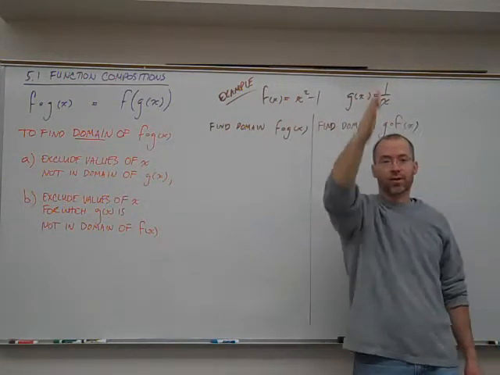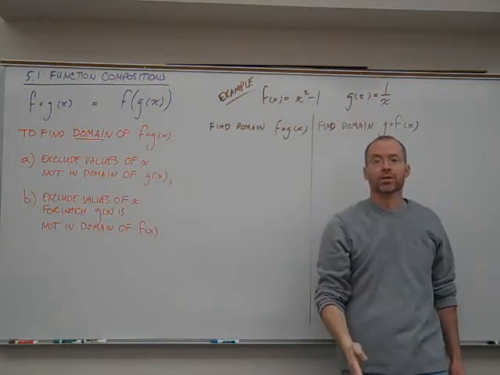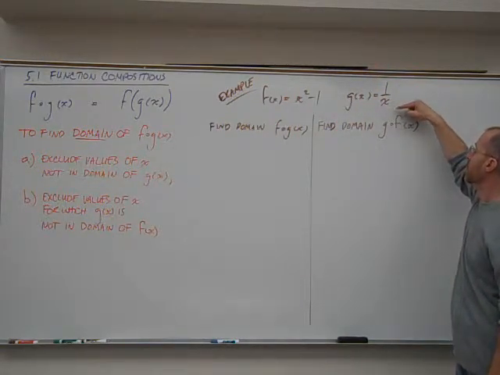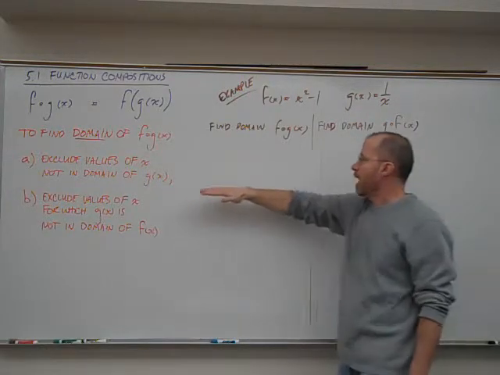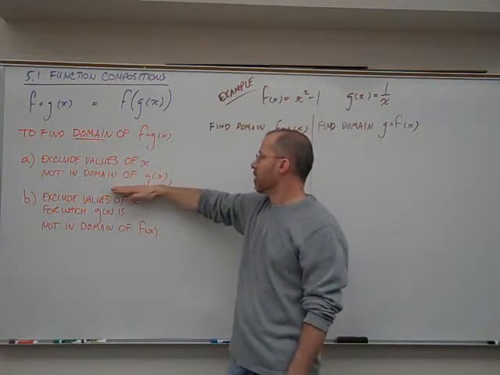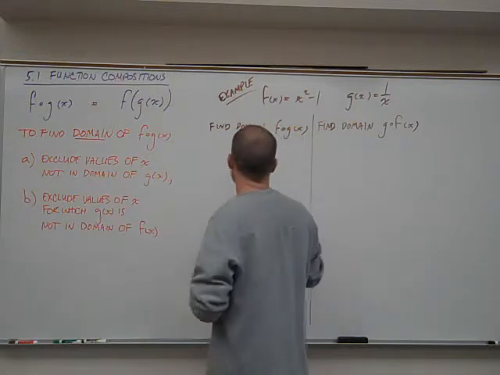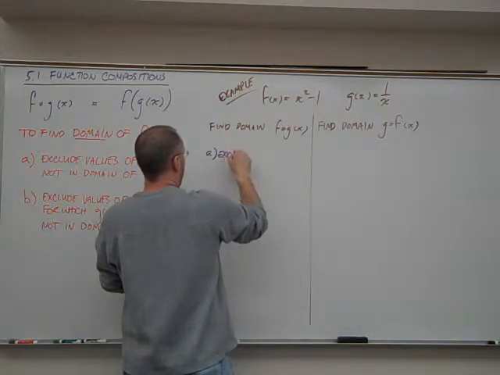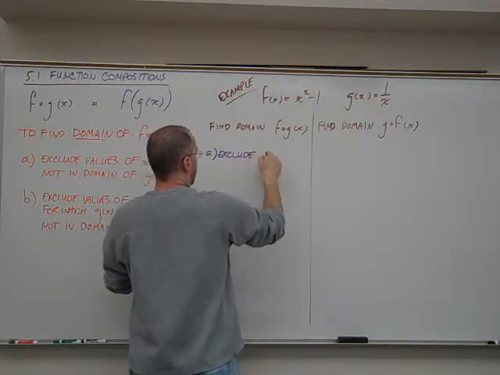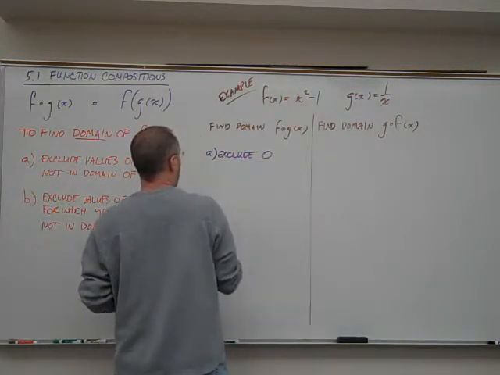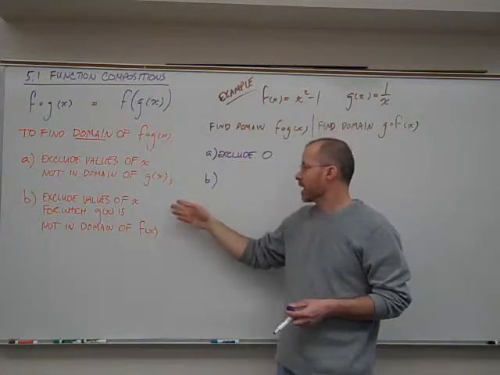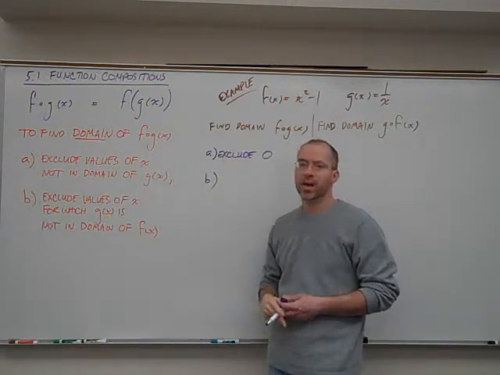The graph actually has a vertical asymptote at x equals 0, and if you try to plug in 0, you get 1 divided by 0, undefined. So right off the bat, I'd have to exclude 0 because 0 is not in the domain of g of x. Okay? Part B says I have to exclude any values of x for which g of x is not in the domain of f of x.